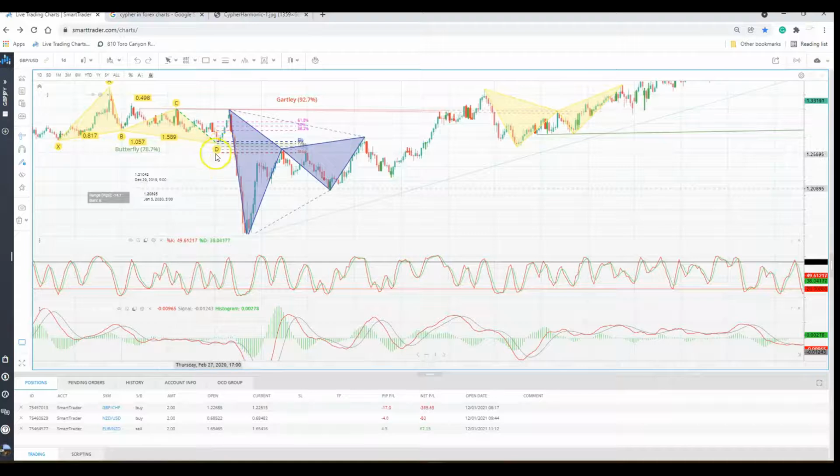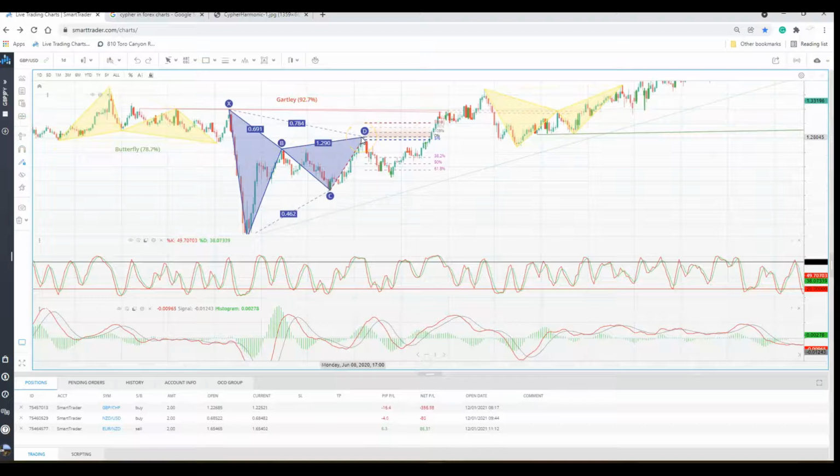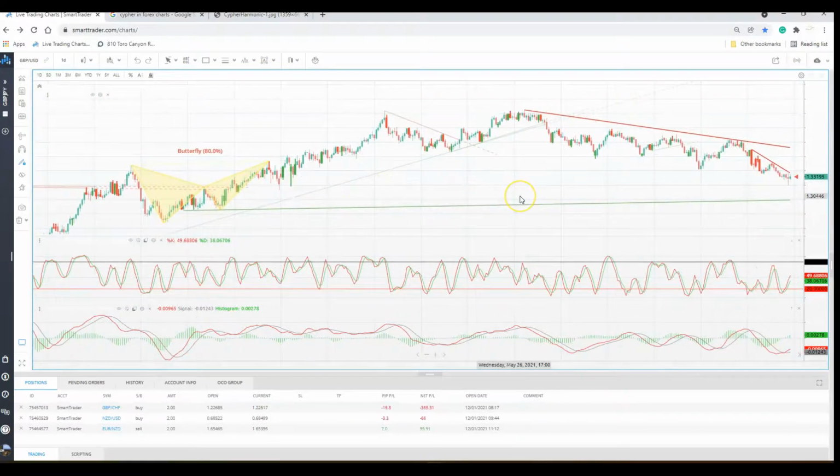You'll know your entries. The stop losses are above the D level. So in this particular trade, here's D. Your stop loss would be above this area up here, and it just shows you where your stop loss would be. Okay. So that's it.